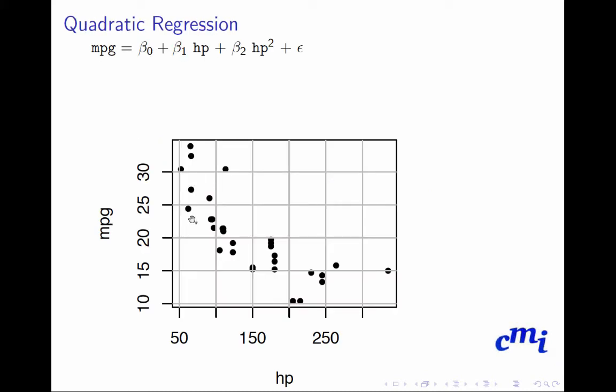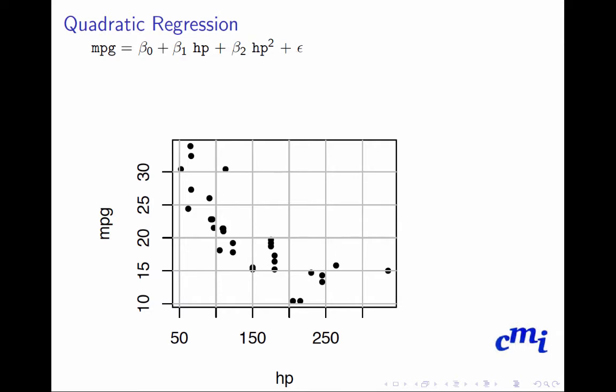Now I want to consider horsepower as the feature and miles per gallon as the target, and just looking at the visualization, a simple straight line may not be the right one. Maybe a quadratic model is the right one. So I want to model it as mpg equals beta naught plus beta 1 horsepower plus beta 2 horsepower square plus error.